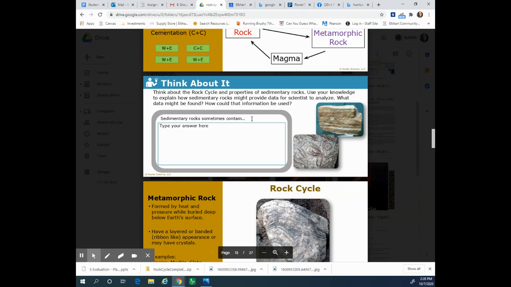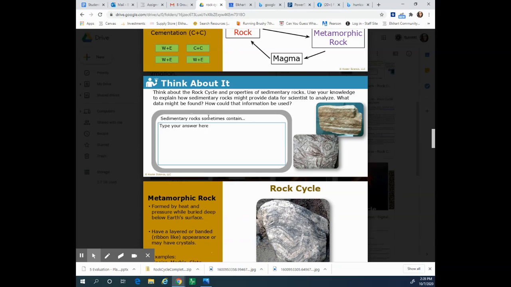Think about the rock cycle and the properties of sedimentary rocks. Use your knowledge to explain how sedimentary rocks may provide data for scientists to analyze. What data might be found? How could the information be used?